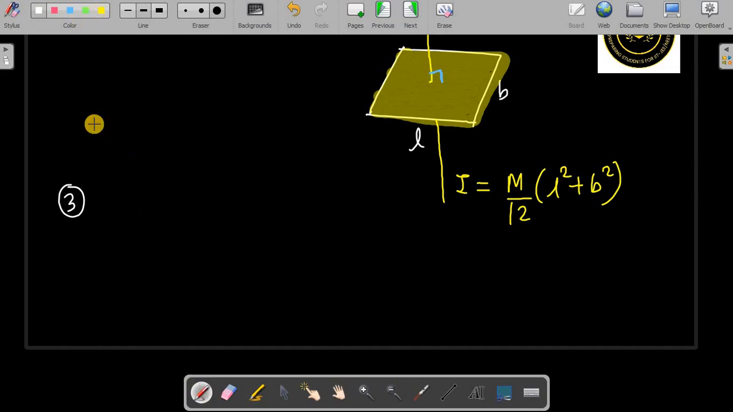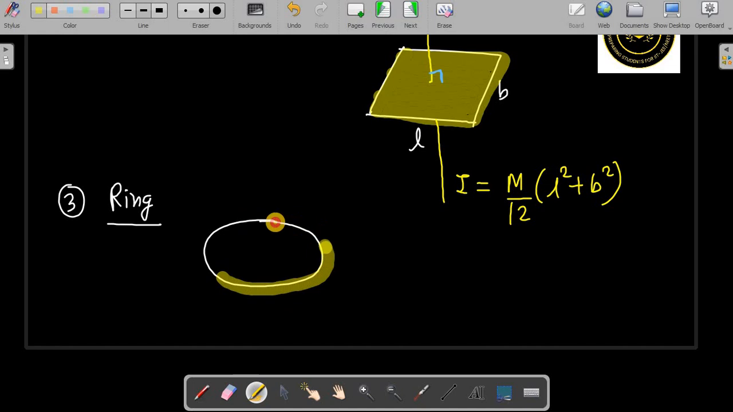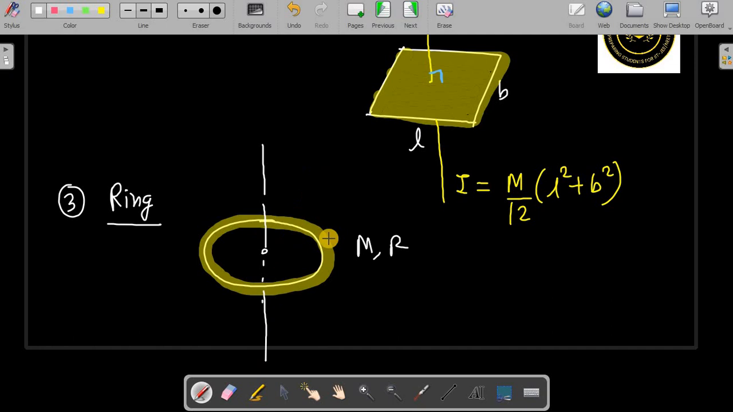First you take a ring. Ring means this is how the mass will be distributed. The mass is m and the radius is r. So about the axis passing through the center and perpendicular to the ring, or you can say the axis of the ring itself, it is just m r square.